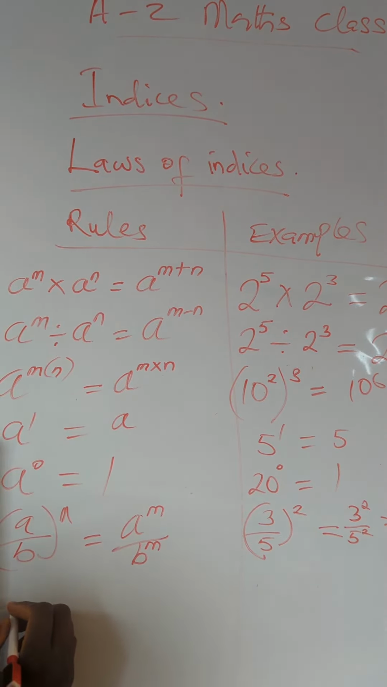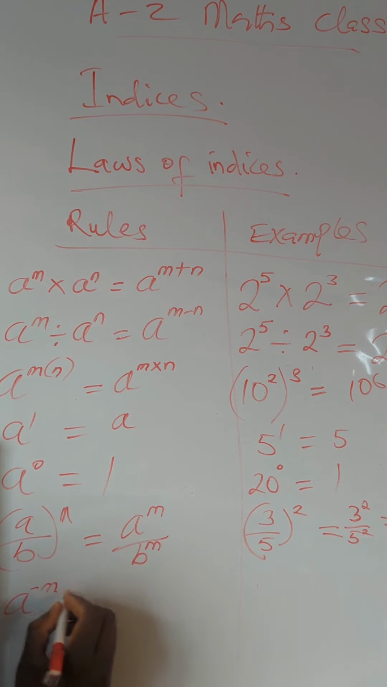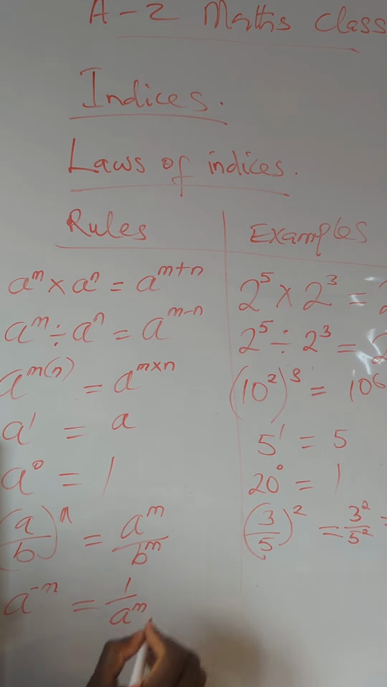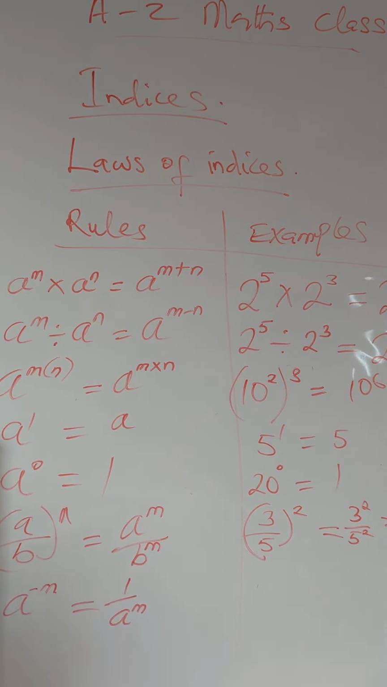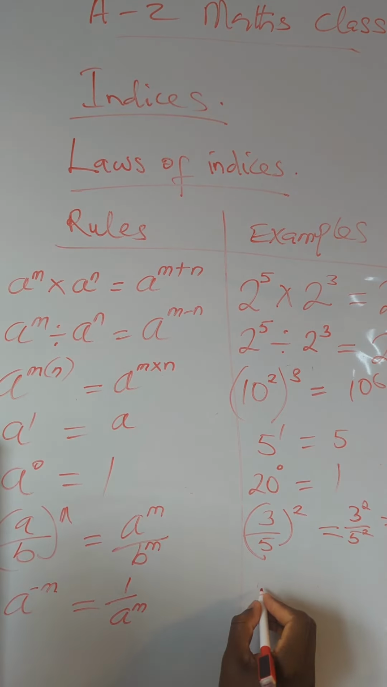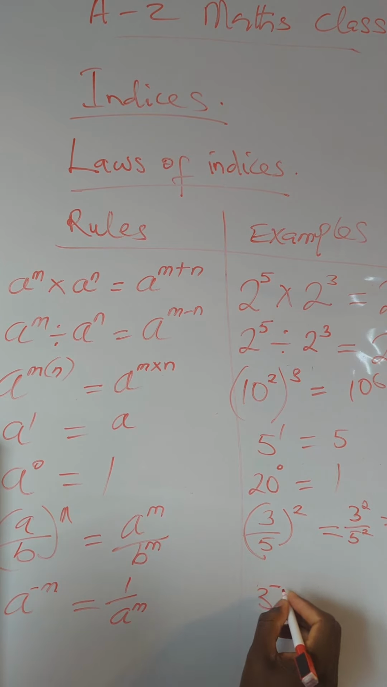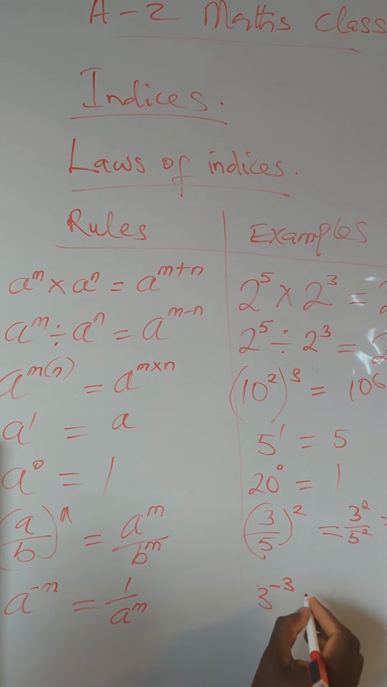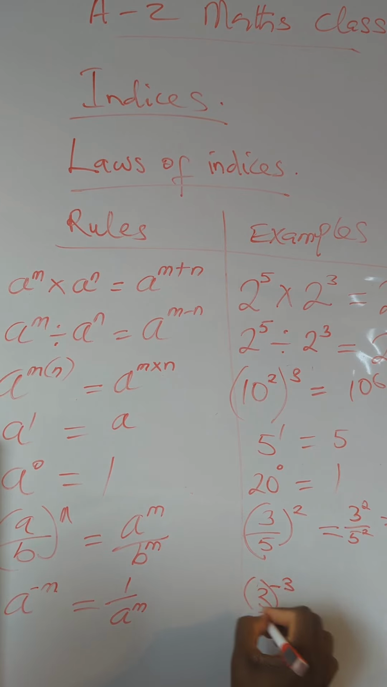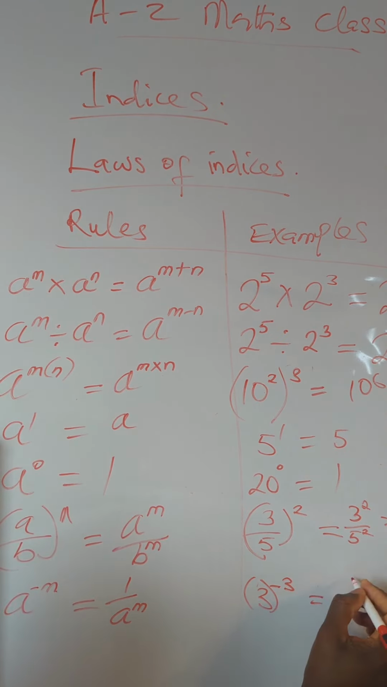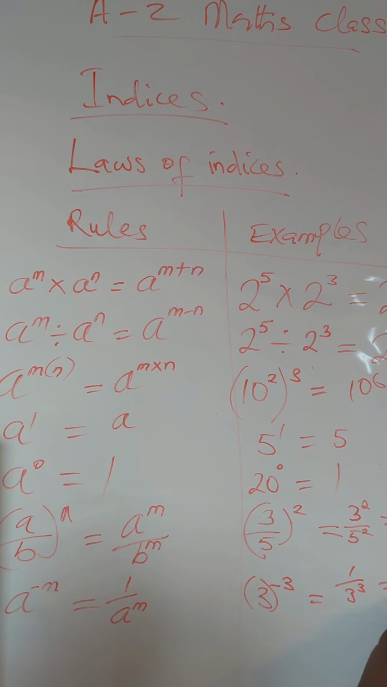Another one is the inverse power: a raised to power minus m is equal to 1 over a raised to power m. Such that if you have 3 raised to the power minus 3, it will be like this: 3 raised to the power minus 3 is equivalent to 1 over 3 raised to the power 3, which is 1 over 27.